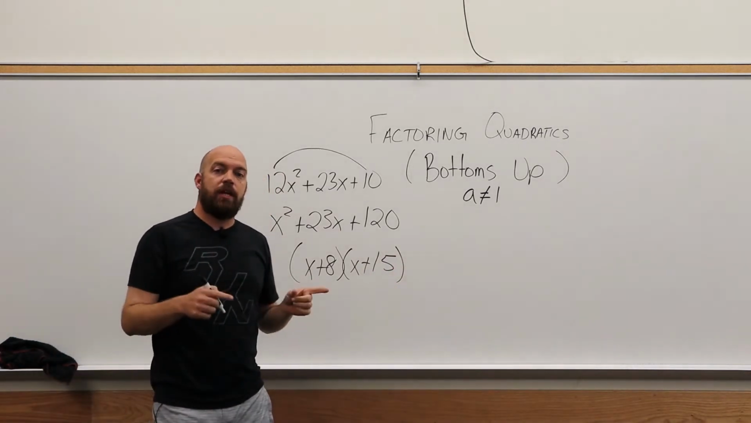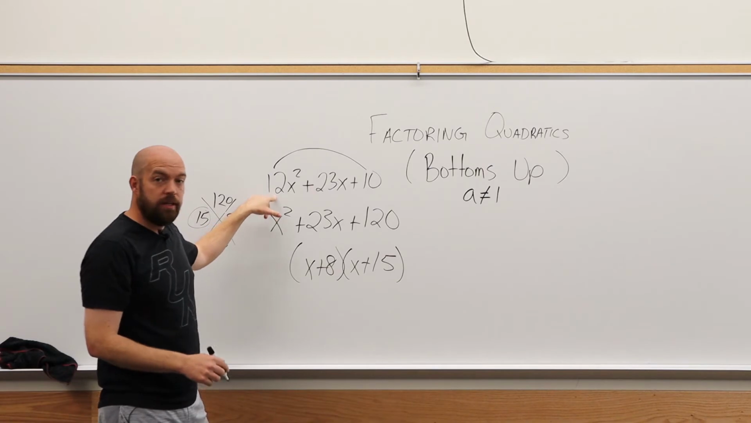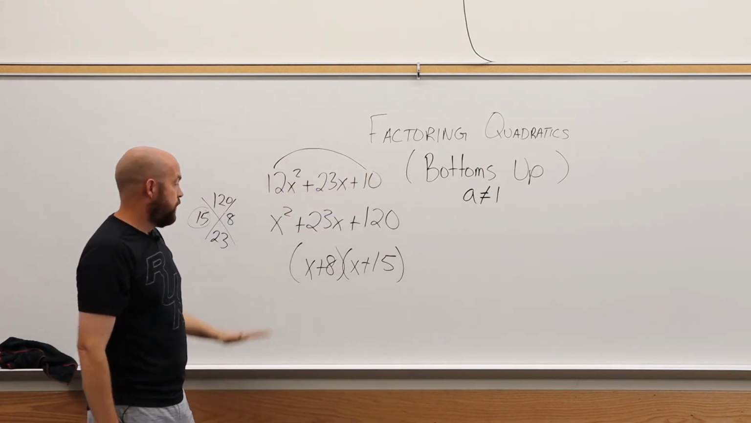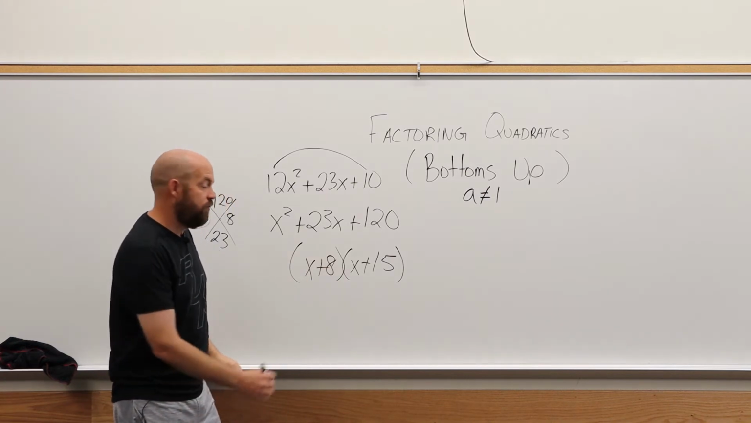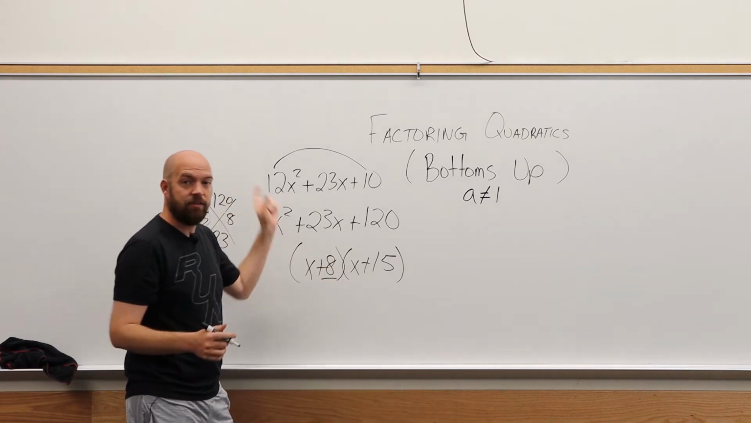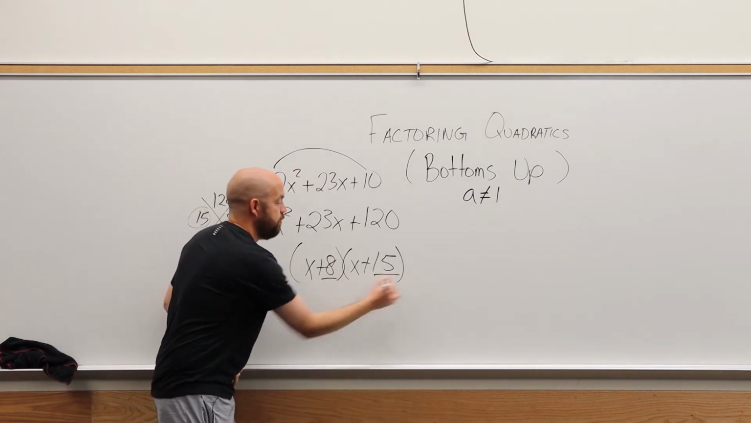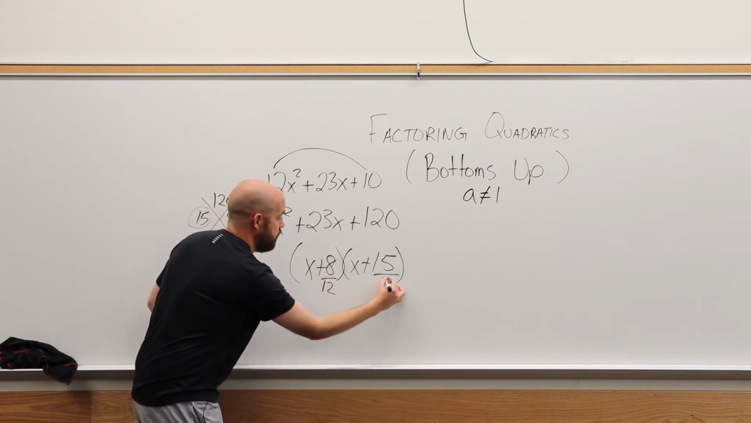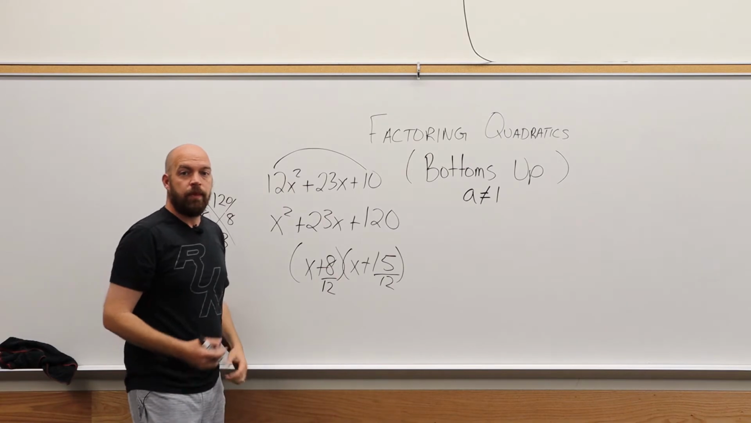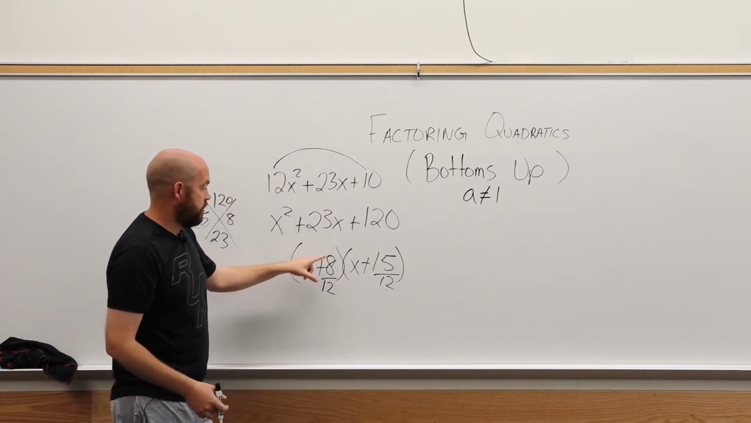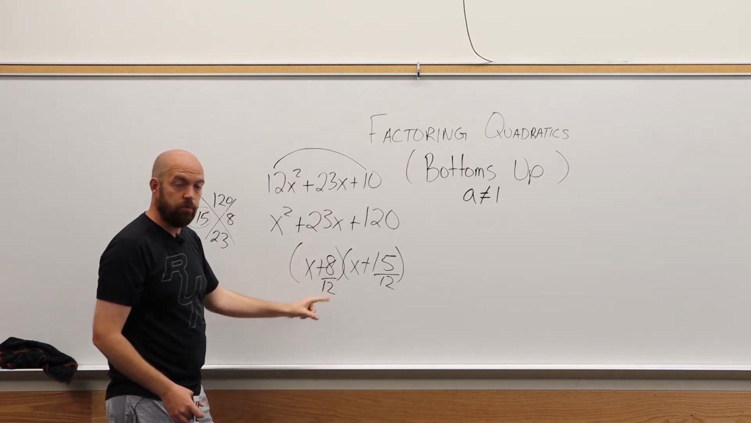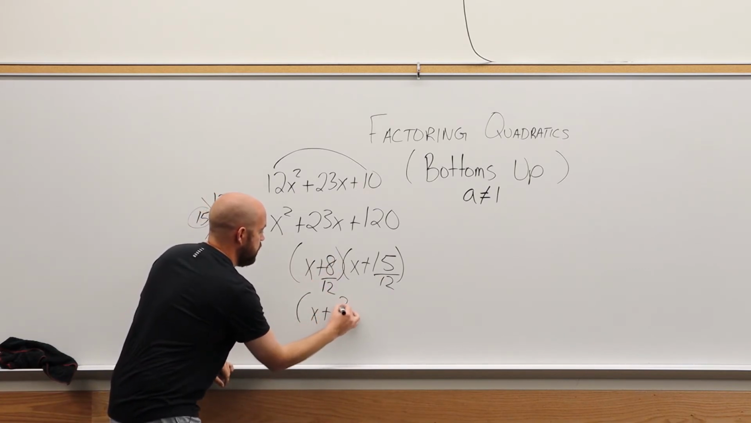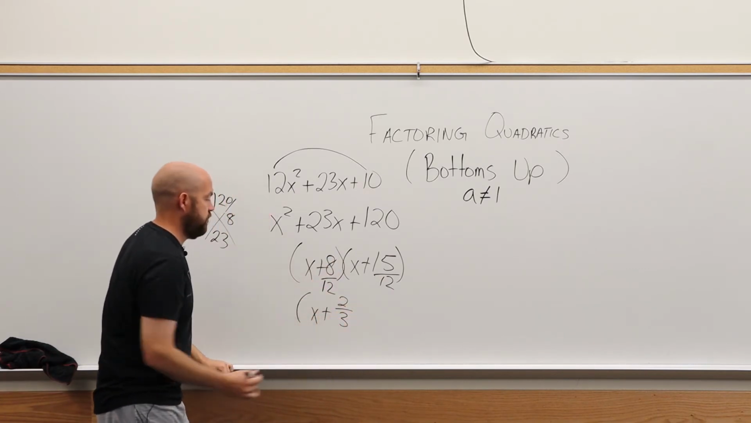Remember, though, at the very beginning, I did an illegal move. I multiplied the beginning times the 12. So now I'm going to divide. I'm going to kind of cancel that illegal move. I'm going to divide both of these numbers here by the number I illegally multiplied. So in this case, a 12. And then we're going to reduce the fractions. 8 over 12, I can divide both of those by 4. So this becomes x plus 2/3.